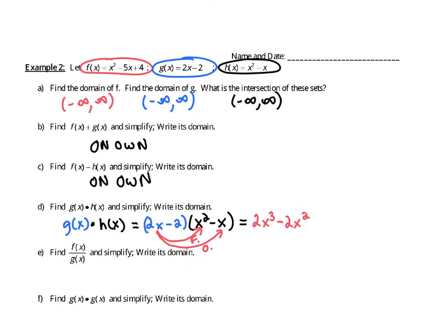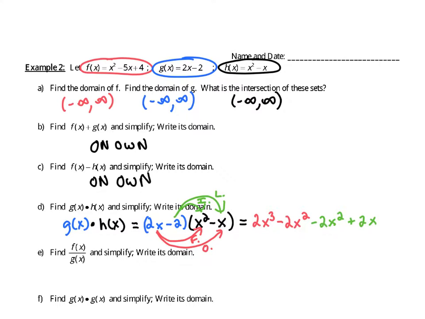I'll begin by trying example 2d with you. 2d asks us to find the product of the functions g of x and h of x. So I start by replacing each symbol with its function listed above. Now, since you have two terms in each set of parentheses, what you need to do to multiply them is use the FOIL method or double distributive property.